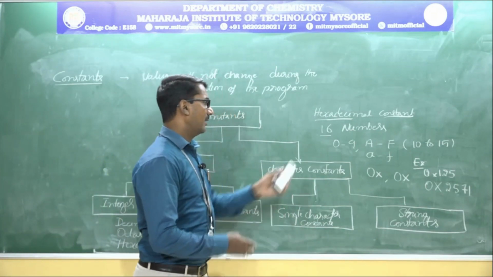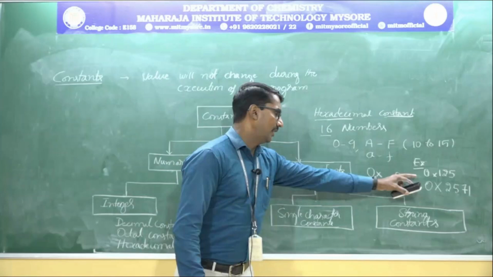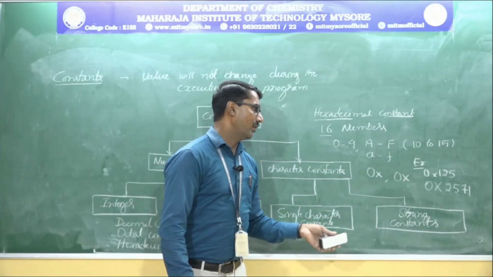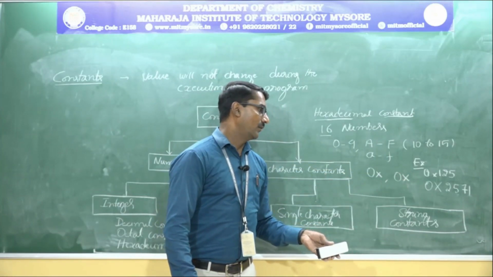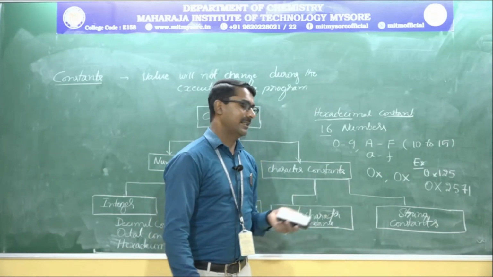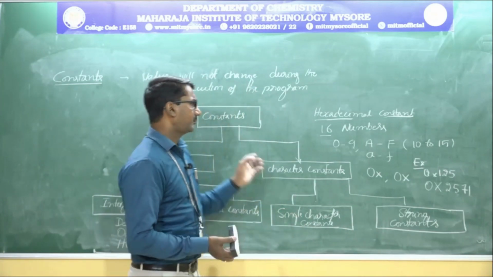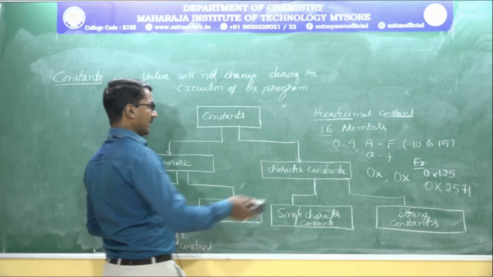0 and x. Okay. Example, 0x125, 0 capital X 2571. These are examples of hexadecimal constants.